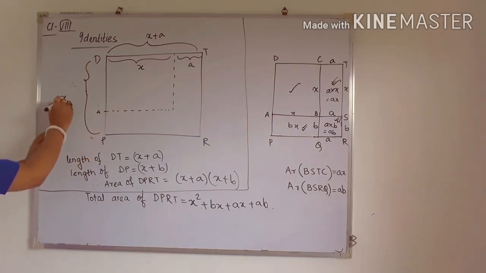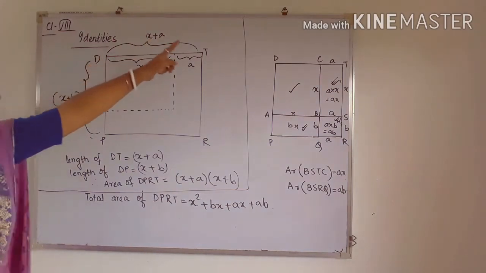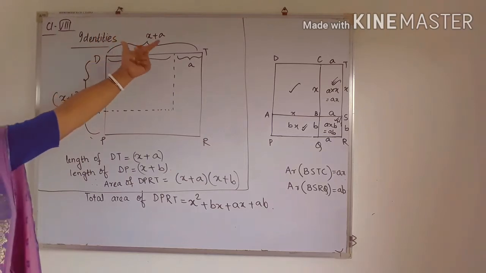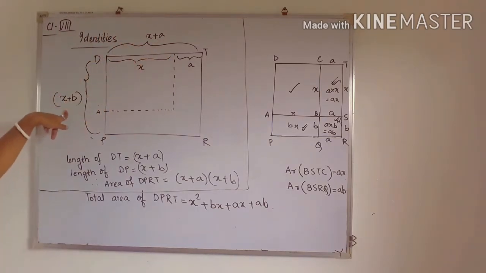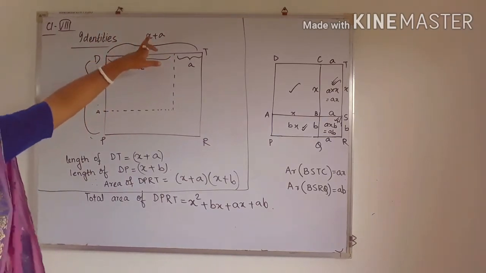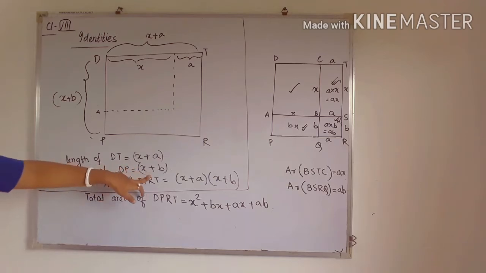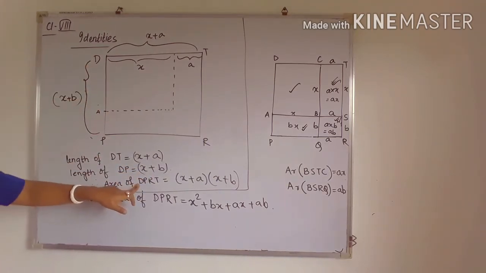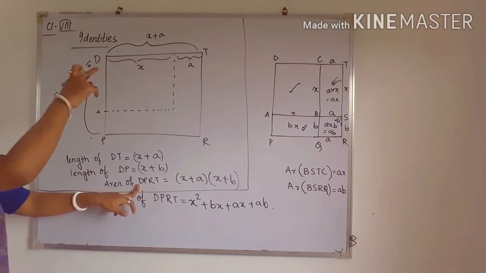This whole length is X plus B. So see, this is a rectangle, and if I want to find the area of this rectangle, then I have to multiply the length with the breadth. So the length is X plus A, and the breadth is X plus B, or you can say the length of DP is X plus B. So what will be the area of this rectangle DPRT?